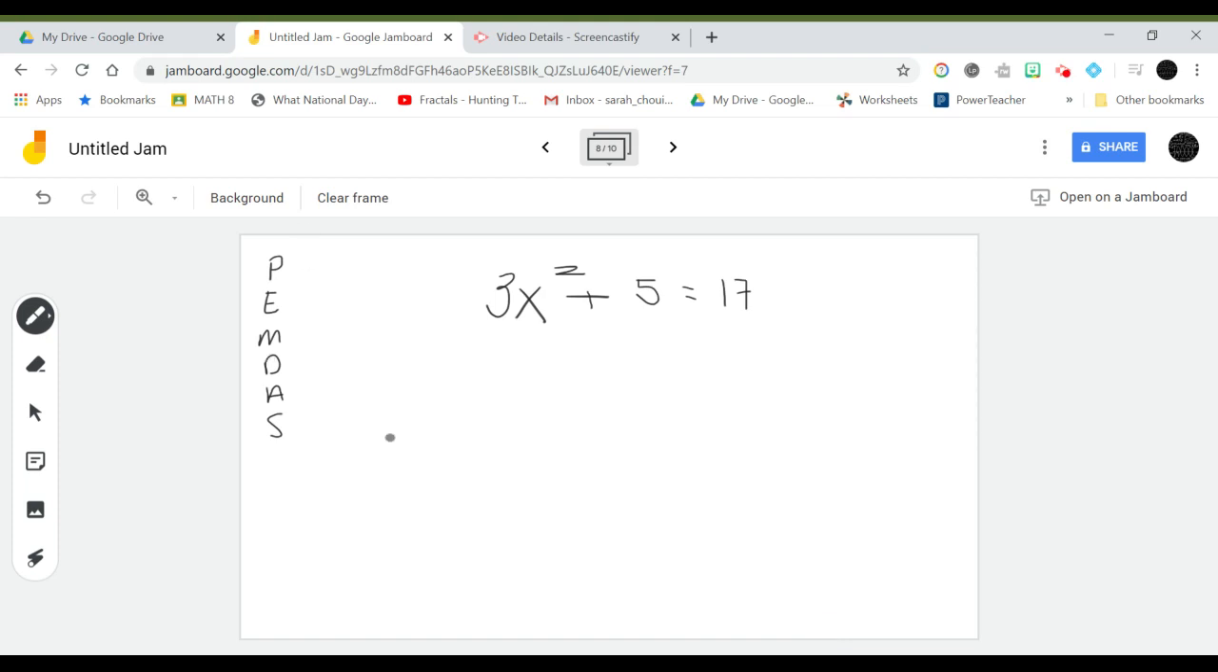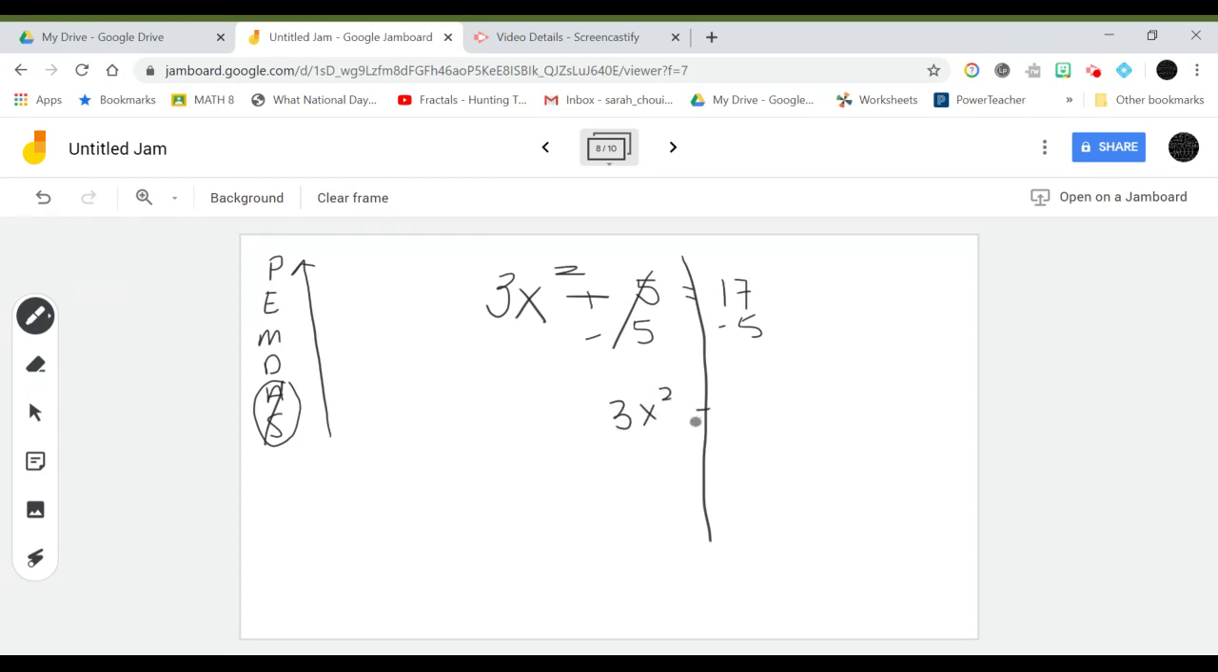Okay, so let's try a couple more examples. So we're working in reverse order of operations. So we undo any addition or subtraction first. So we're going to get rid of the plus 5 by doing minus 5 on both sides of the equation. We can even draw our line to help us stay organized. So plus 5 minus 5 cancels, leaving me with 3x squared equals 12.